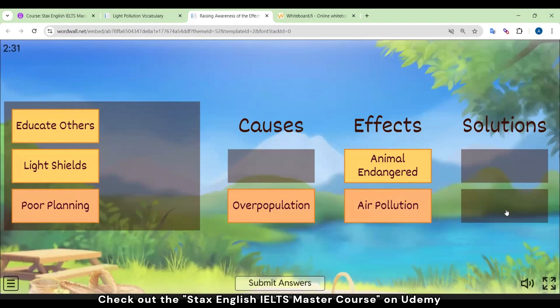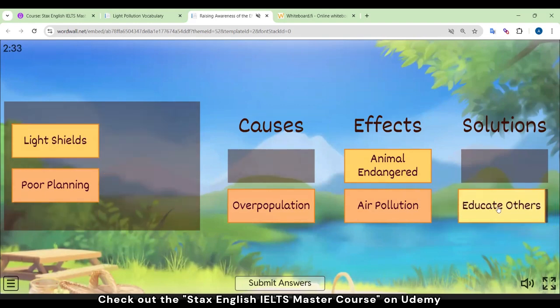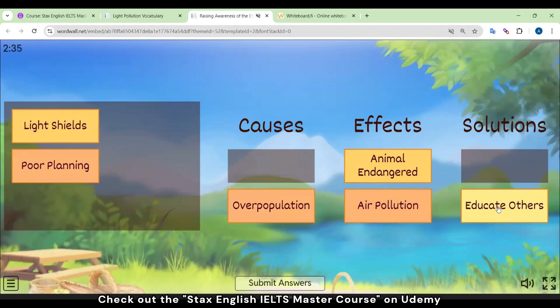Educate. Education of the others. Educate others. So if we educate people on some of the environmental damage that each individual person can cause, then we can reduce the effects of air pollution as a result of overpopulation.